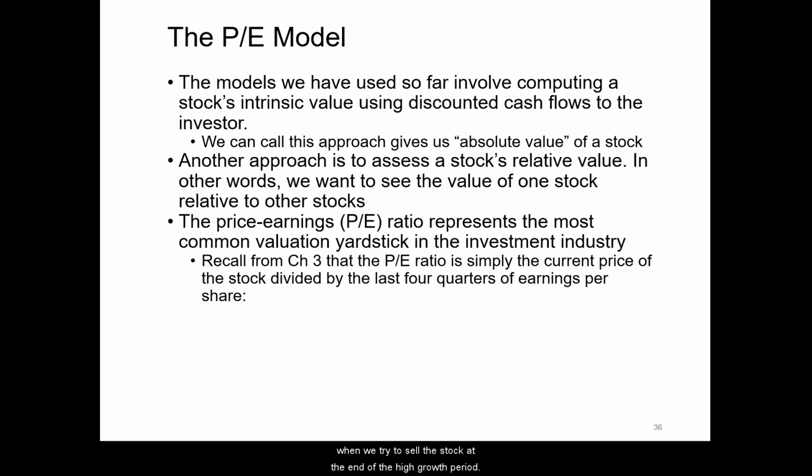The last approach we want to talk about in this chapter for stock valuation is the PE model. This is to estimate the so-called relative value of a stock. So we try to see the value of one stock relative to the others. And in practice, people use the PE ratio a lot in this relative value approach. And if you remember from chapter 3, PE ratio is P over E, which is the current price of the stock over the EPS, earnings per share.